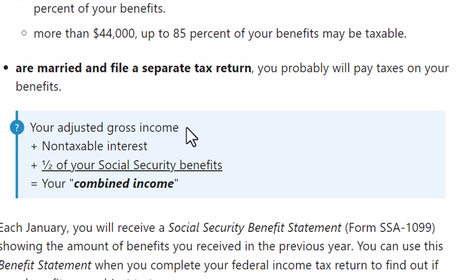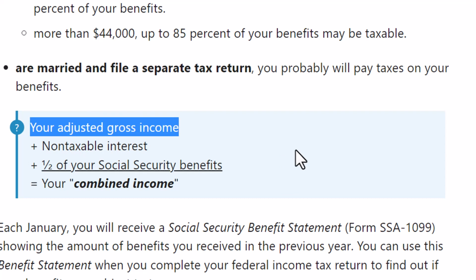Now, when we talk about these income levels, this is not just the adjusted gross income on your tax return. Let's see how Social Security is defining income here. They define income as your adjusted gross income, which would be your interest, dividends, pension, everything added together, plus any non-taxable interest. So even if you own tax-free bonds or tax-free funds, that income will continue to be tax-free, but it gets added for Social Security to determine how rich you are.